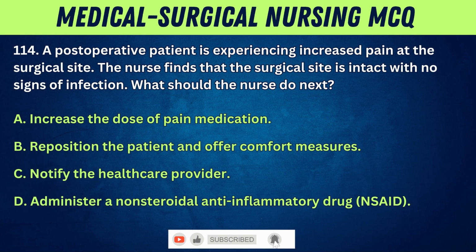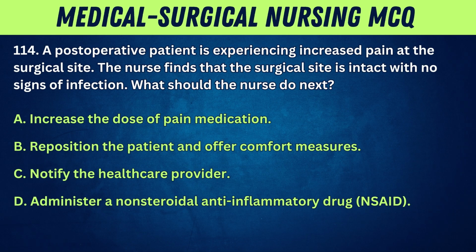114. A postoperative patient is experiencing increased pain at the surgical site. The nurse finds that the surgical site is intact with no signs of infection. What should the nurse do next? A. Increase the dose of pain medication. B. Reposition the patient and offer comfort measures. C. Notify the healthcare provider. D. Administer a non-steroidal anti-inflammatory drug, NSAID.